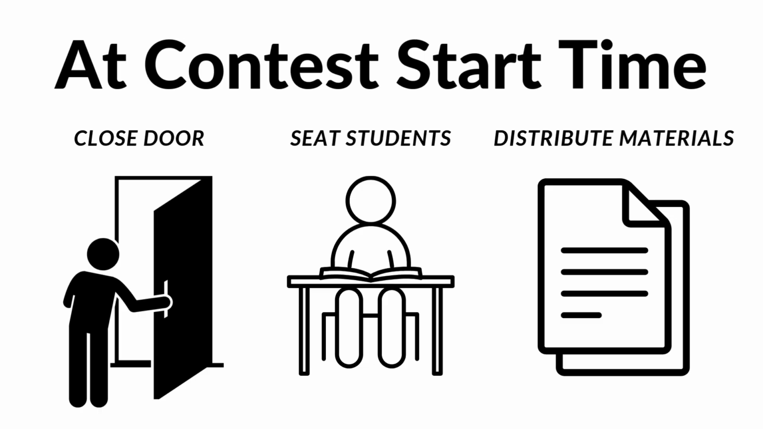Once it's time for the contest to begin, close the door and enter the room. Seat all students and distribute the materials as outlined in your proctor directions. This includes the test, answer sheet, and any event-specific materials. Once everything is passed out, read the directions aloud using the script provided. If any students arrive late, quietly seat them and get them started without giving them extra time.